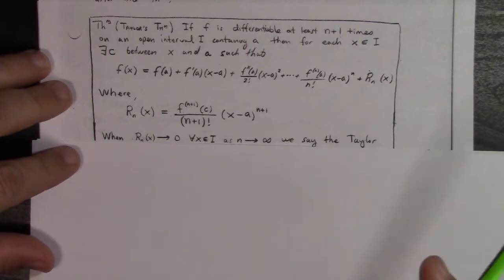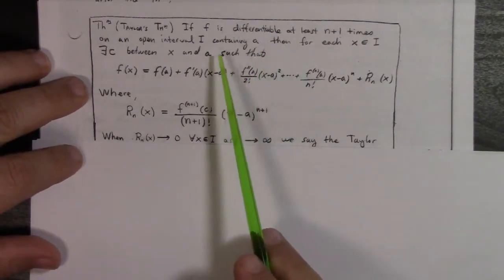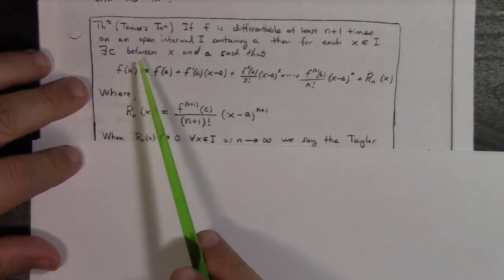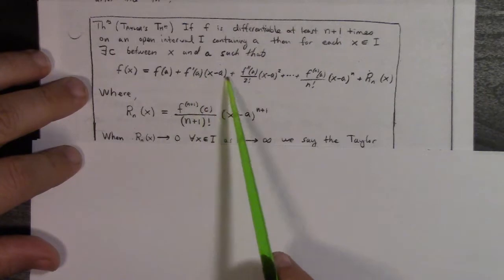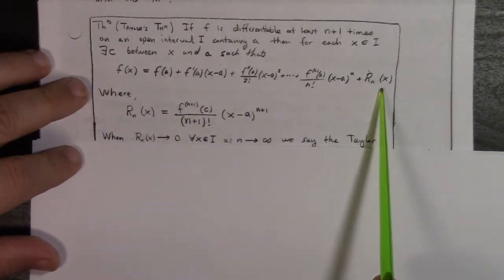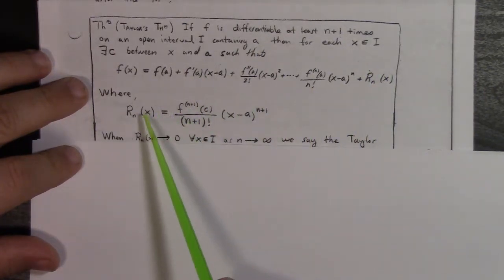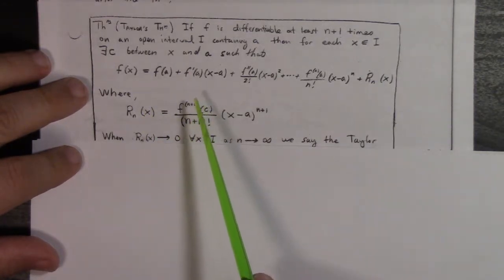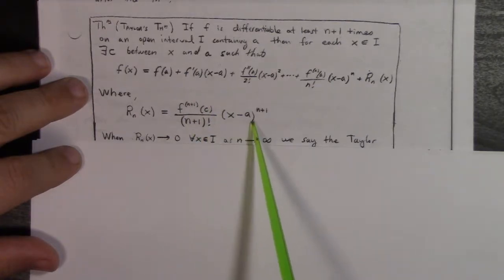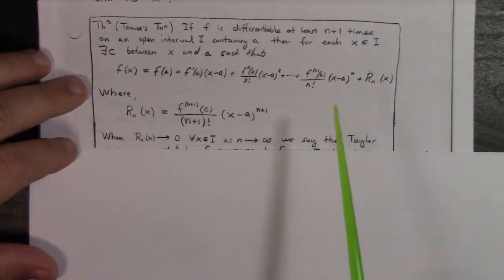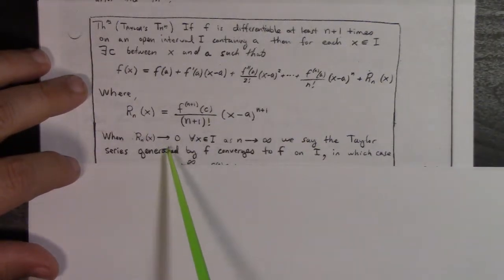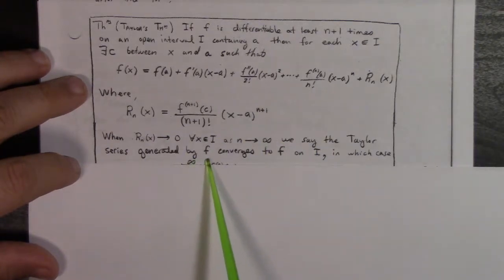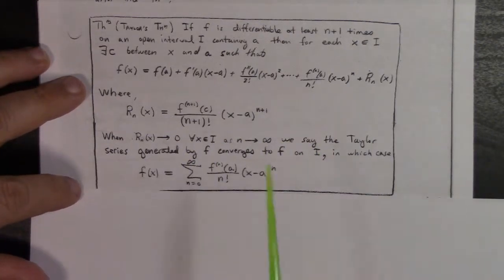Here's Taylor's theorem. If f is differentiable at least n plus 1 times on an open interval I containing a, then for each x in I there exists a c between x and a such that this holds, where Rn of x is the remainder, and that remainder term can be written in terms of the evaluation of the n plus 1th derivative at some point c as described above, divided by n plus 1 factorial times x minus a to the n plus 1. All right, and when Rn of x goes to 0 for all x in the interval as n goes to infinity, we say that the Taylor series generated by f converges to f on I, in which case f of x is equal to this.